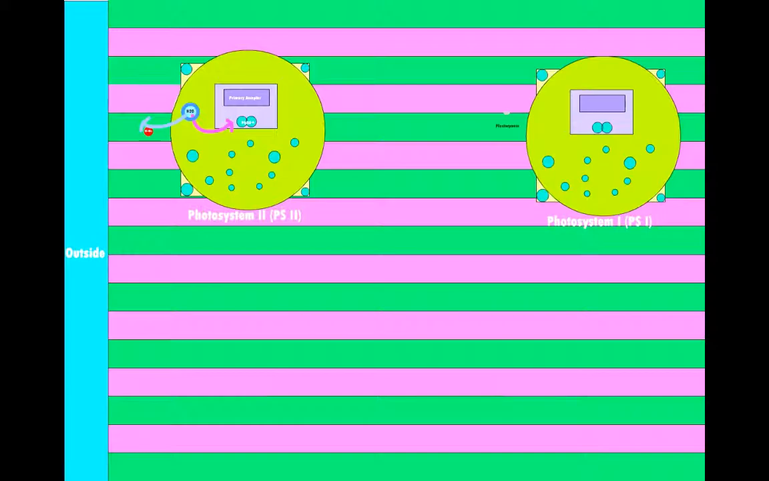It isn't included in the animation, but it is important to mention that the oxygen atom that's split from the water molecule immediately combines with another oxygen atom that is split from the same process, so they both form O2.